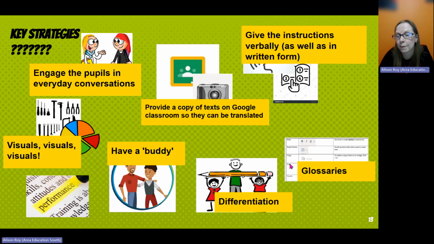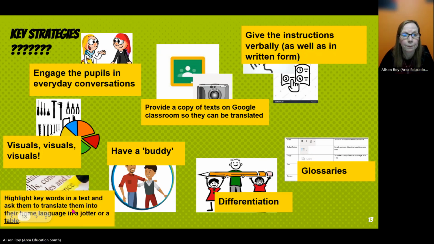Glossaries were mentioned. They can be English language glossaries where we might have a visual and a definition of the word, and also glossaries in English and home language. And also, when students are asked to read, highlighting is a very positive strategy where students can find keywords in a text and translate them into their own language, putting that in the back of a jotter or a table. But the actual process of highlighting, making that correlation between a word they've heard or a word they see written, and then finding it within other words in a text, is very positive for students developing literacy skills in that new language.